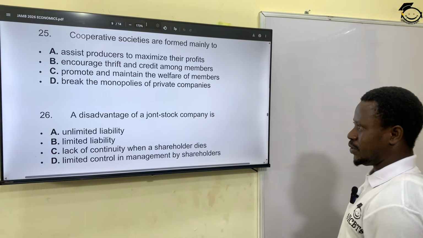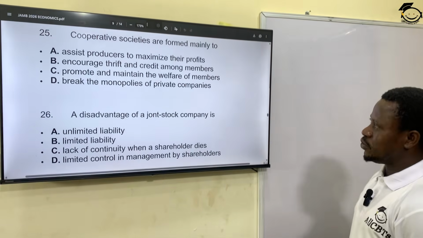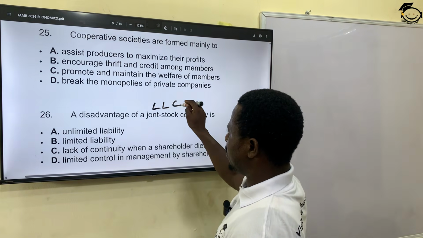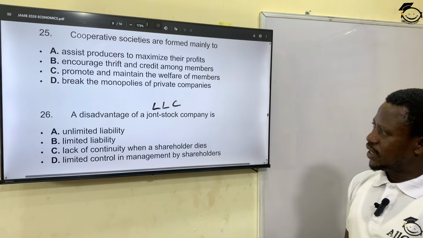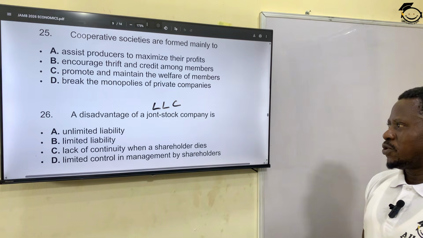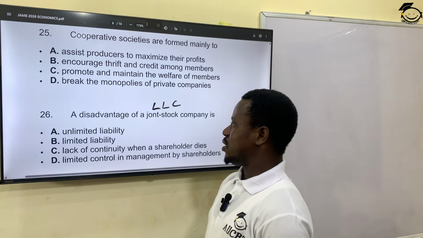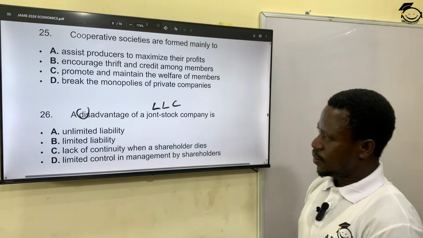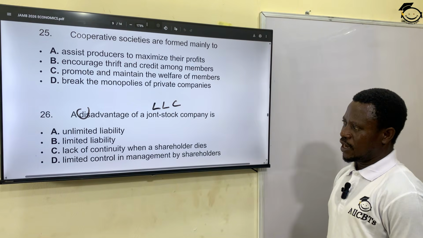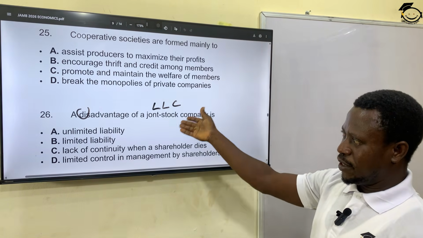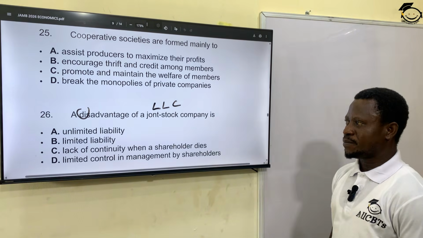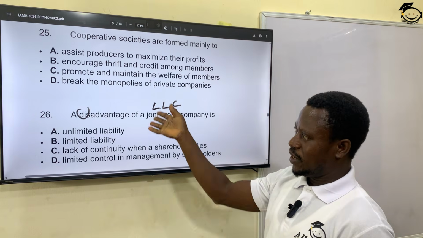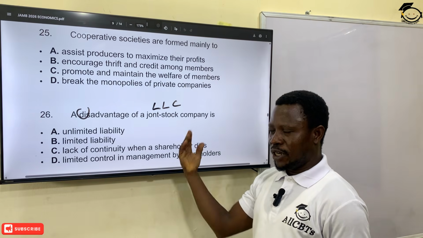As we look at the next question, a disadvantage of joint stock company, what's the name for joint stock company? It is limited liability company, PLC. Okay, so what's a major disadvantage of this joint stock company? A, unlimited liability. B, limited liability. Already the name says limited liability, so it can't be B. That's another name for joint stock company, but that's not the question. The question is talking about a disadvantage of it. So A and B are already nullified.